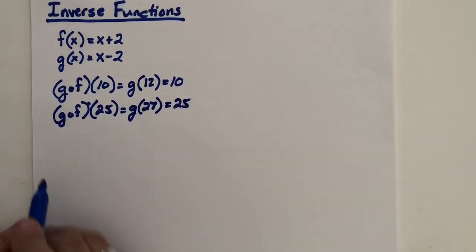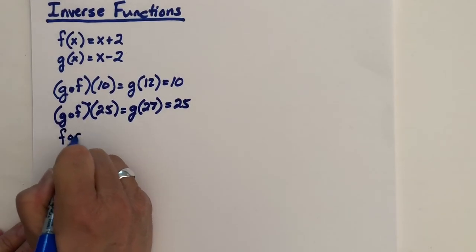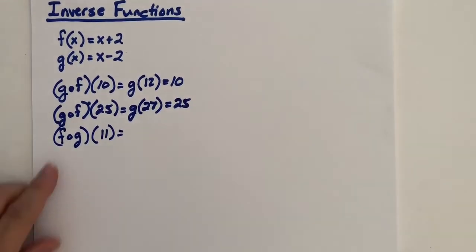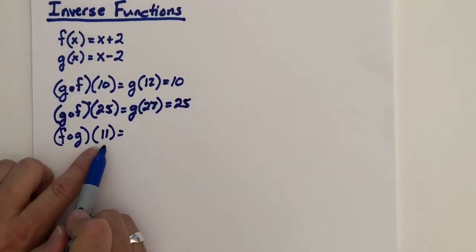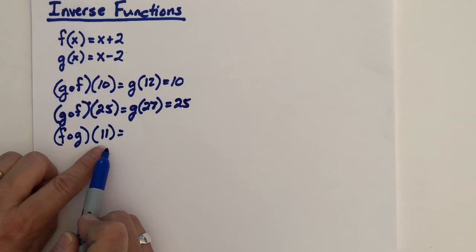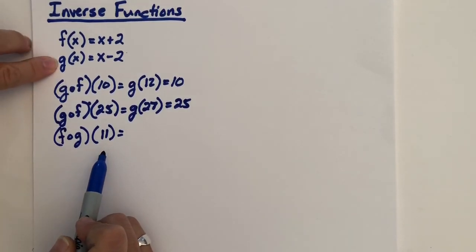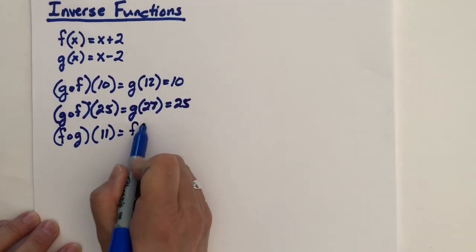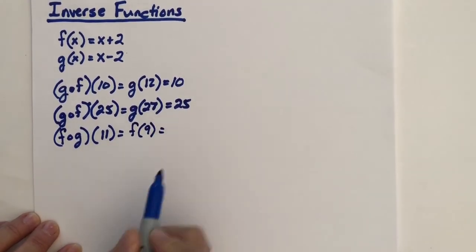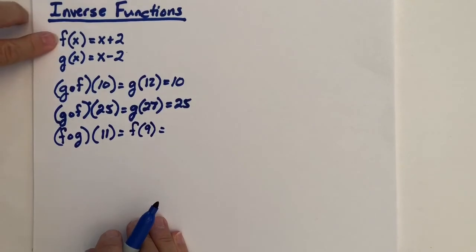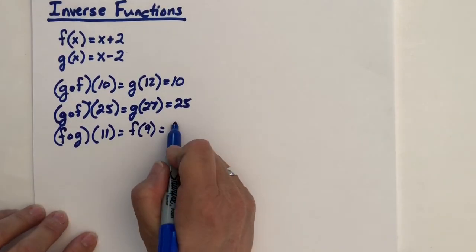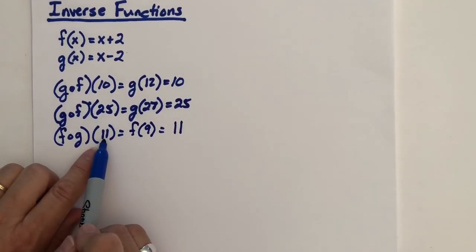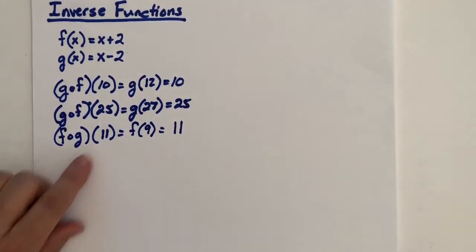Let's try this in reverse. Suppose we had f composed with g of 11. Now we're substituting 11 into the g function first. So let's go to our g function. 11 minus 2 is 9. So now we have f of 9. Now we move to the f function and pop 9 in. 9 plus 2 is 11. And it seems to be that whatever number we put in pops back out again.